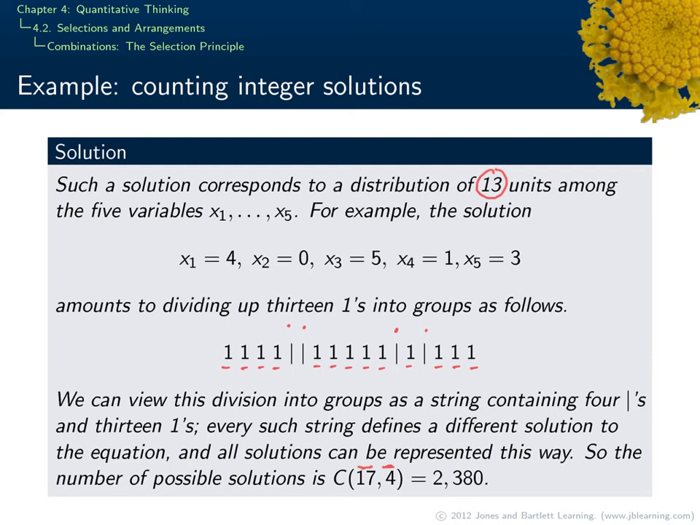So now in the partition that's shown here, what's the solution? Well, here x1 is equal to 4, because there are 4 1s there. Now here we have 2 partitioning walls immediately next to each other. So that means that x2 is 0. x3 will be 1, 2, 3, 4, 5. x4 is just 1. And x5 is going to be 3.